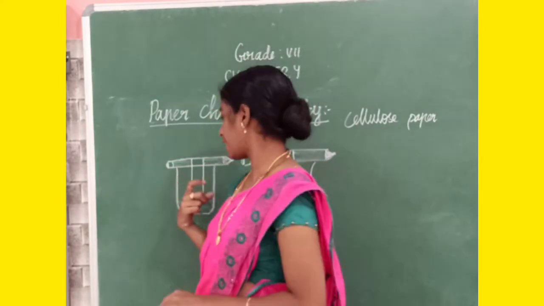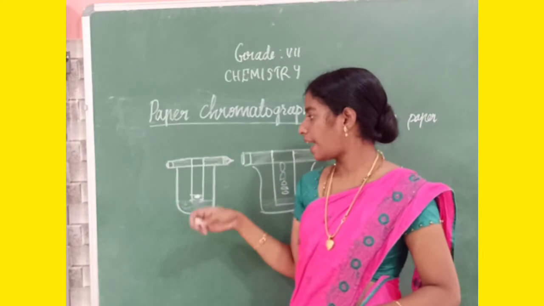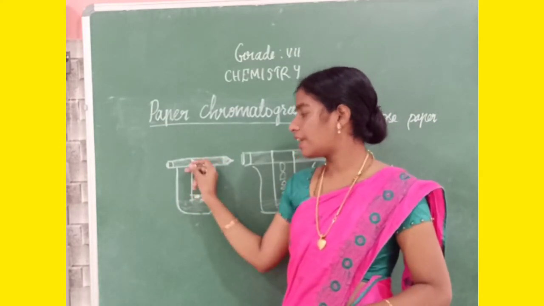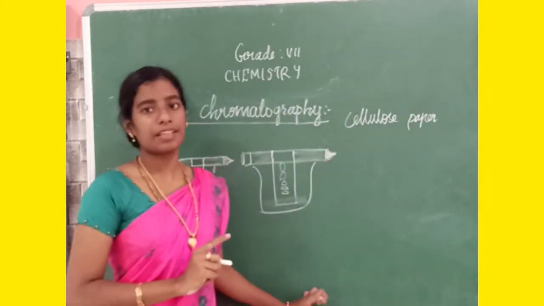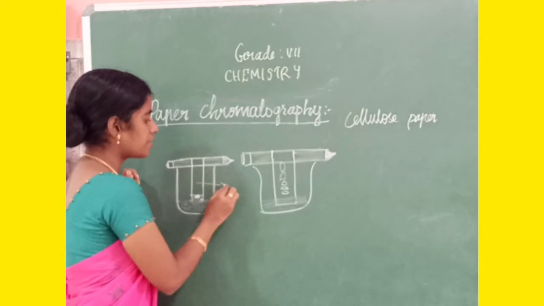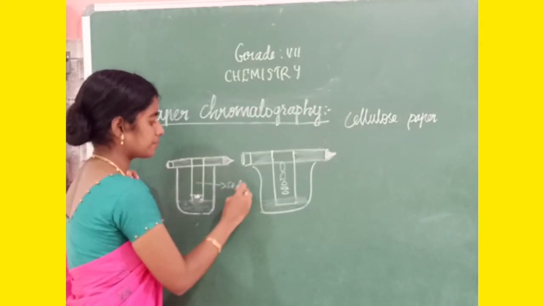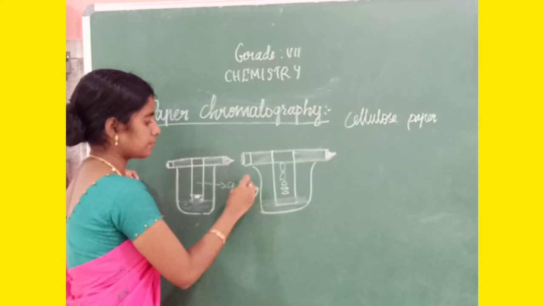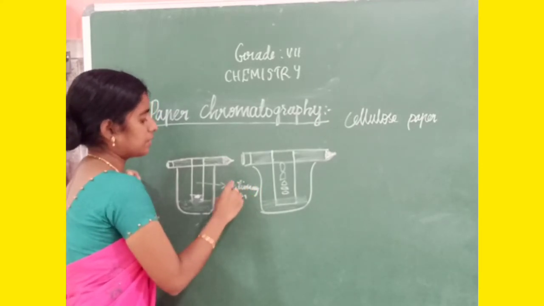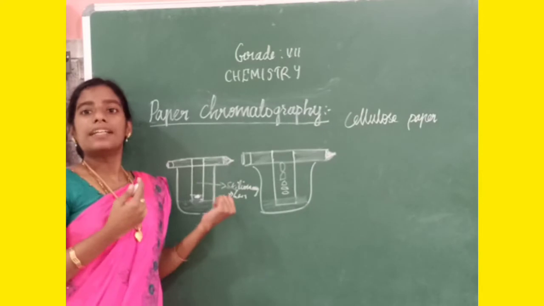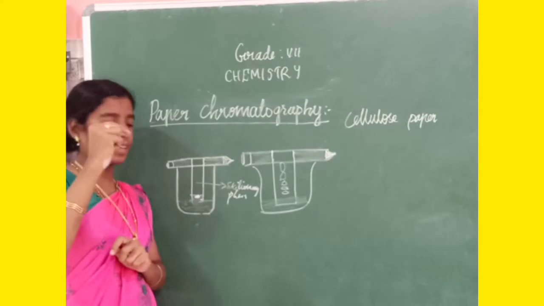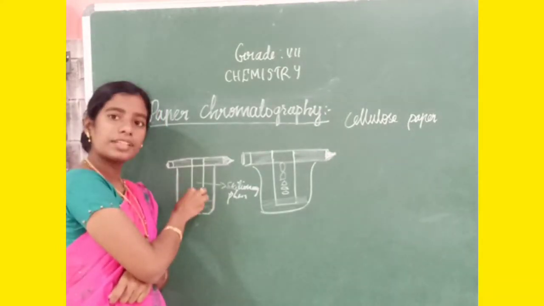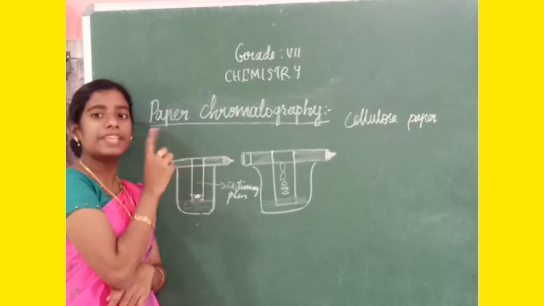In paper chromatography, what you have to do is take a glass jar and a filter paper. This filter paper is known as the stationary phase. On this filter paper, you have to put a drop of ink. That is being noted here. This thick part is the drop of ink.